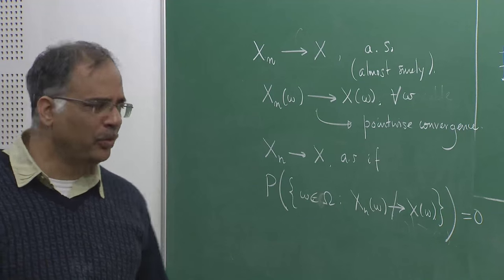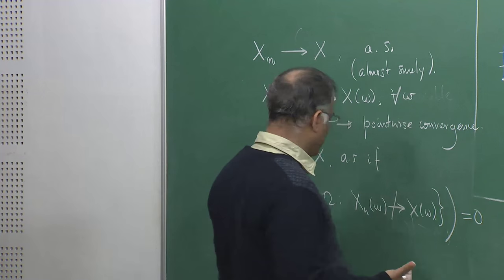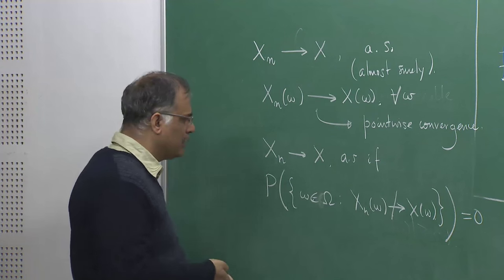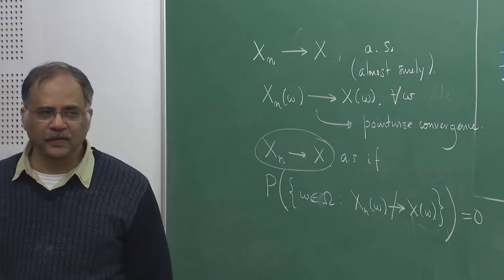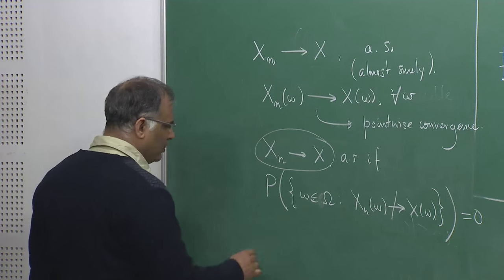There can be some omegas in the sample space for which this may not happen, but their collection would form a set whose probability would be 0. If that happens, then we say Xn converges to X almost surely. And then there is the notion called convergence in probability. We will see how these are connected.